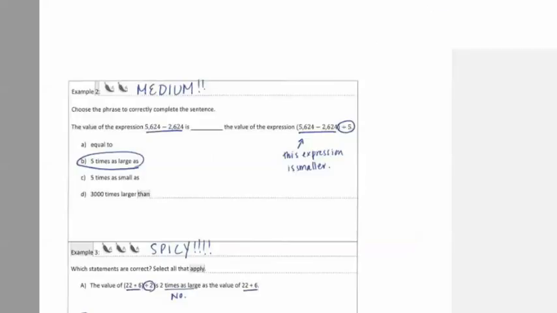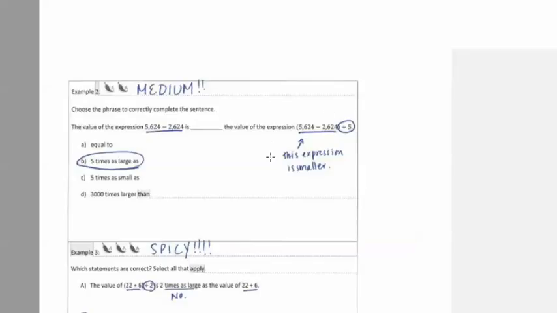To answer this question, we have to understand that multiplication is the opposite of division. So this dividing by 5 makes this 5 times smaller than this one. That means that this one is 5 times as large as this one. Okay, so we would circle answer choice B because this is the larger expression. Well, how much larger? It's 5 times larger. And how do I know that? Well, because this one is being divided by 5. And I know that multiplication and division are opposites.